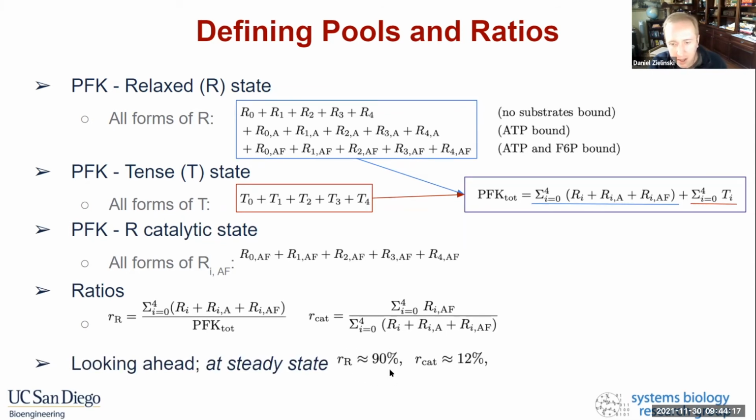Once you plug in some kinetic parameters into this, you can find, for example, that most of it, about 90%, is in the R form, but it's only about 12% of its catalytic activity, which suggests that maybe there's too much inhibitor present or something along those lines.